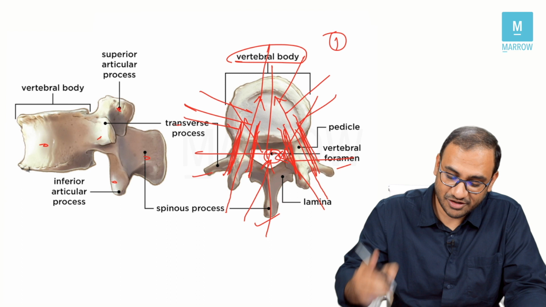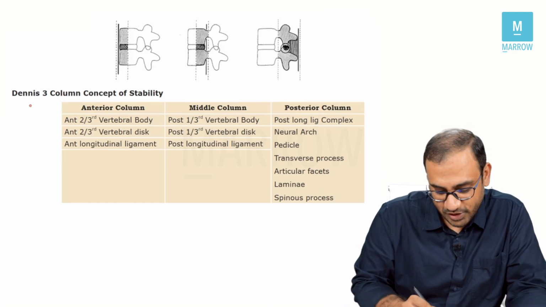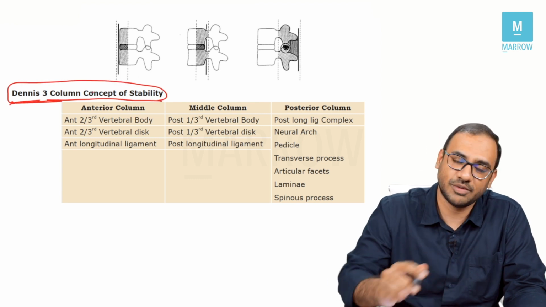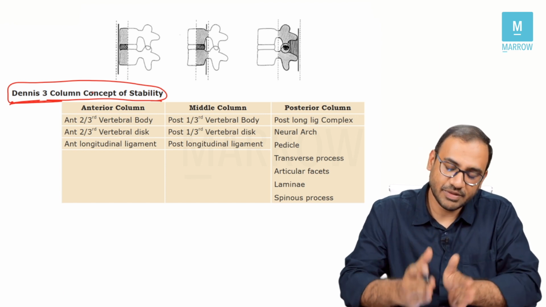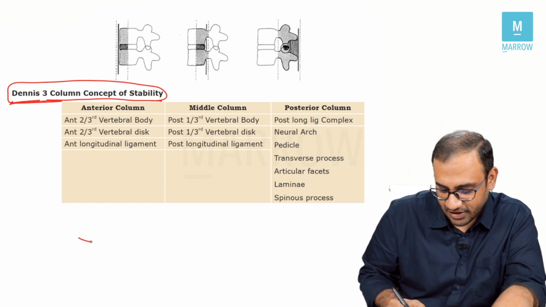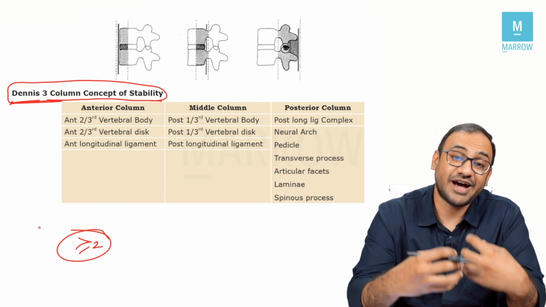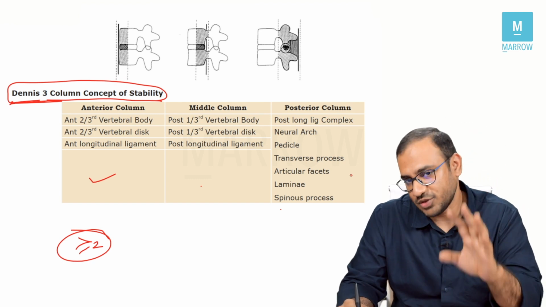The second thing is, if you go back to the spine module where we talked about trauma in the spine, I told you there is something known as the Dennis three-column concept of stability. I said the spine for stability is divided into the anterior, middle, and posterior column. If there are any injuries where two or more columns are affected, we will call it an unstable spine. And these are the parts of the anterior column, middle column, and the posterior column.